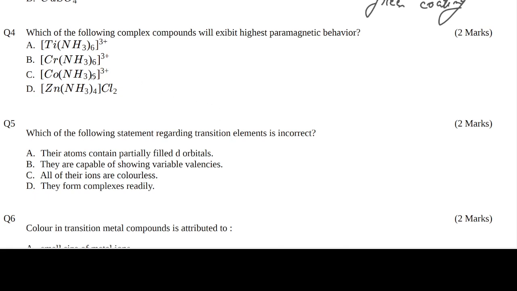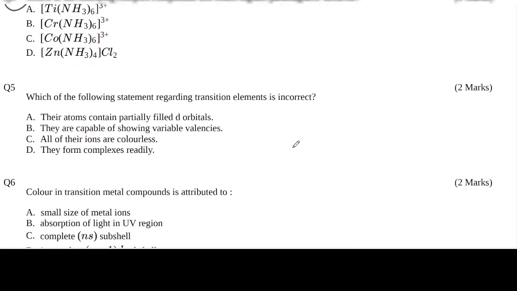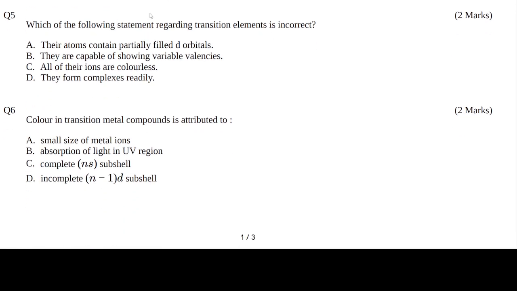We have done this question in the earlier video, so we will not do it again; you need to understand which is the correct option for question number 4. Let's move to the next question, number 5.